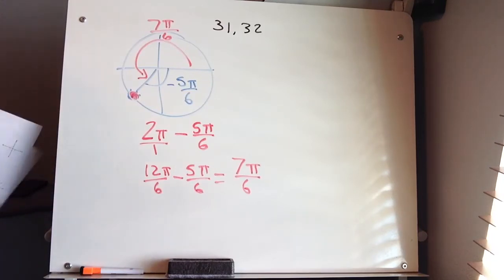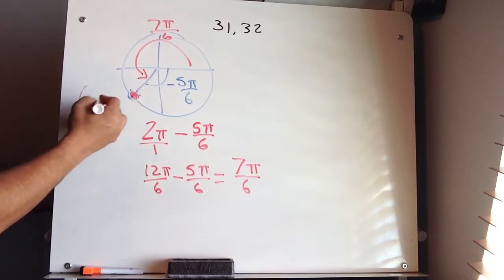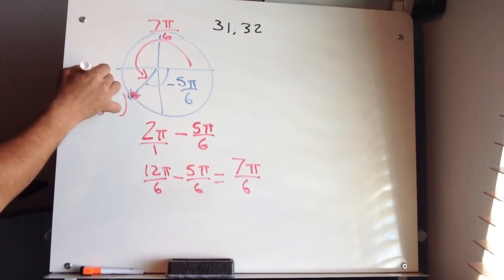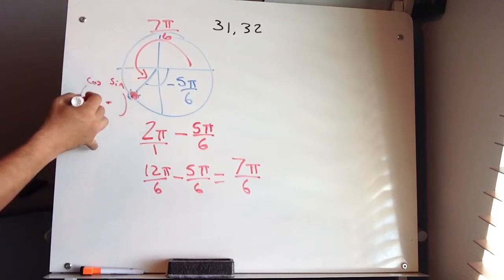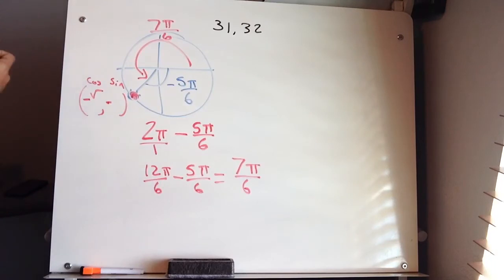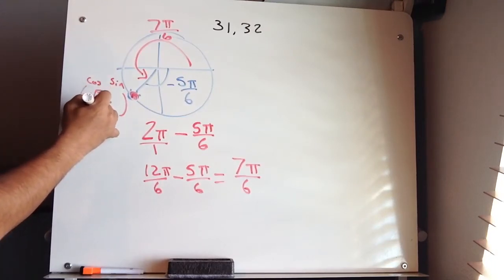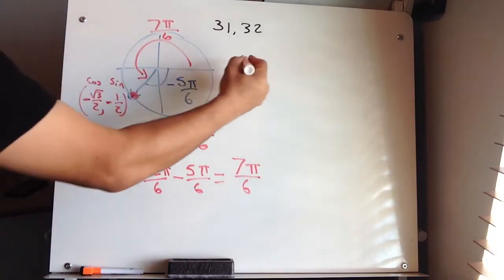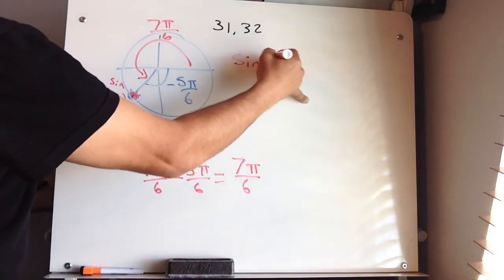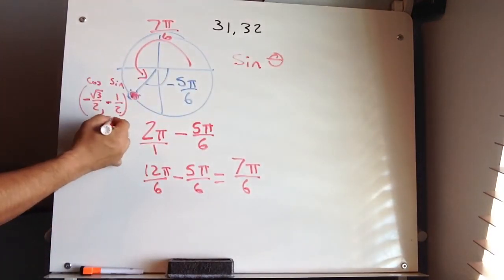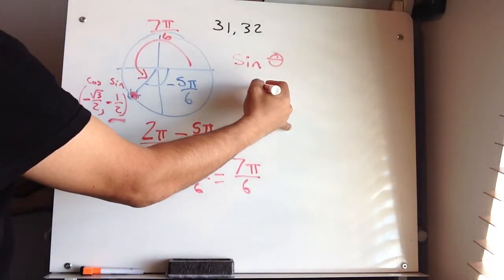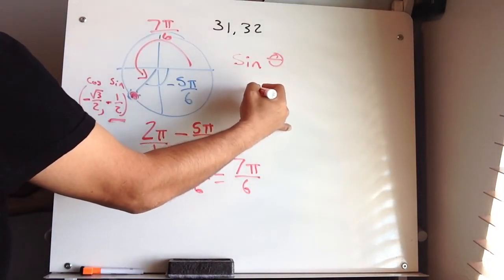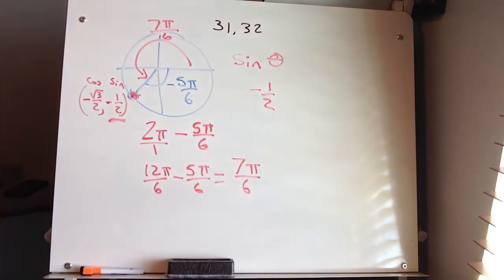Okay, so let's think about it. This is the third quadrant, so I know both of my answers are negative. This represents cosine, and this represents sine. Here we have the square root of 3 over 2, and this is the 1/2. Question 31 says sine of whatever this angle is. Well, sine is this, so my answer is negative 1/2.